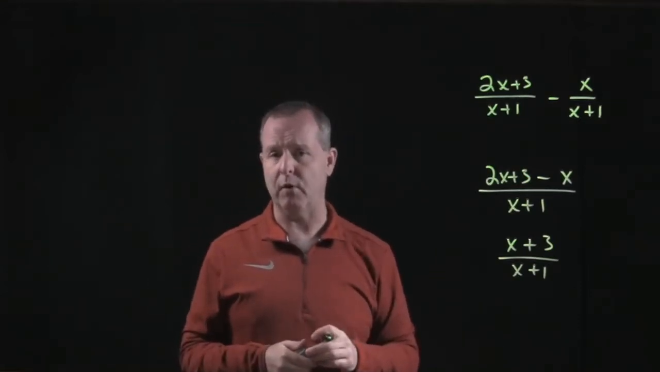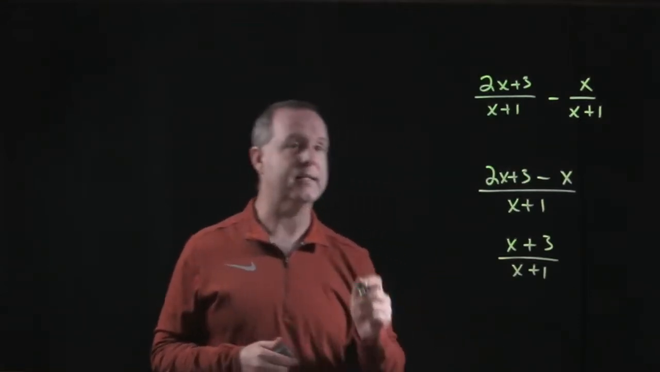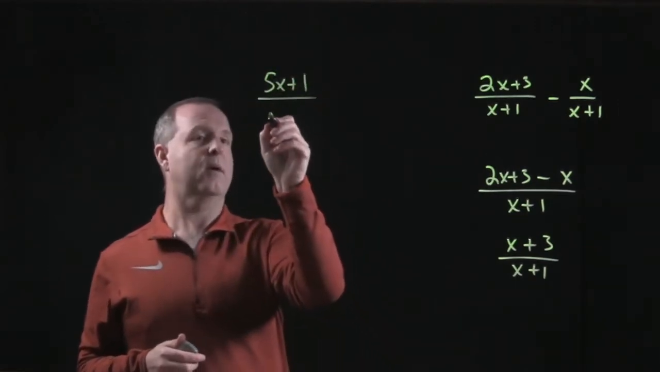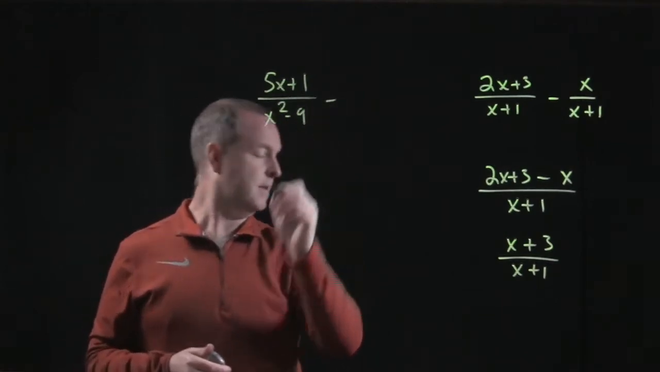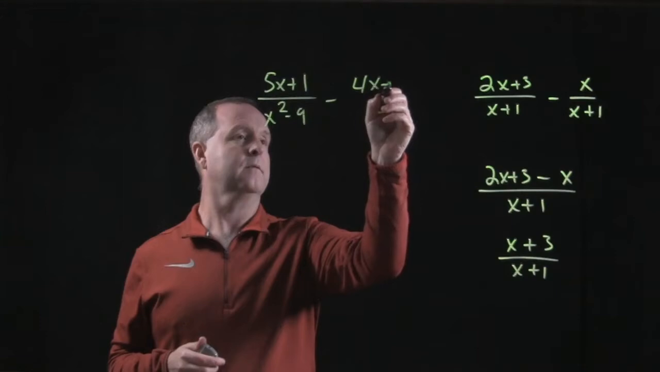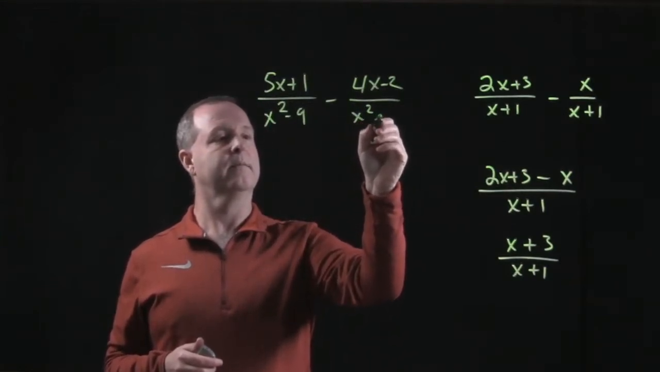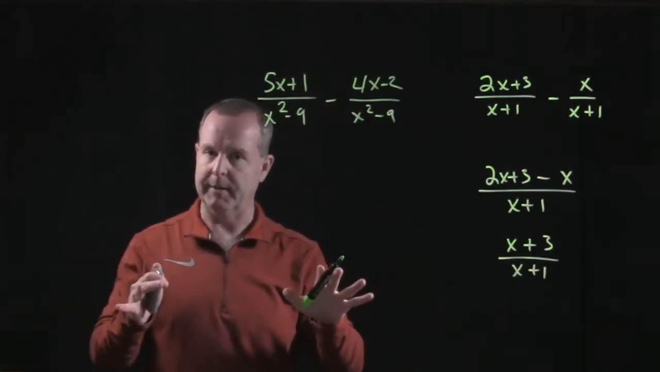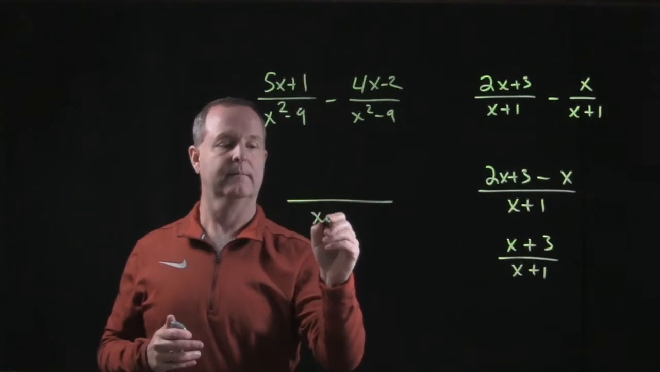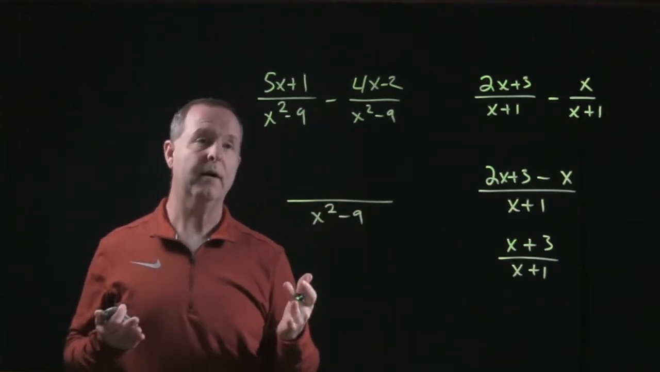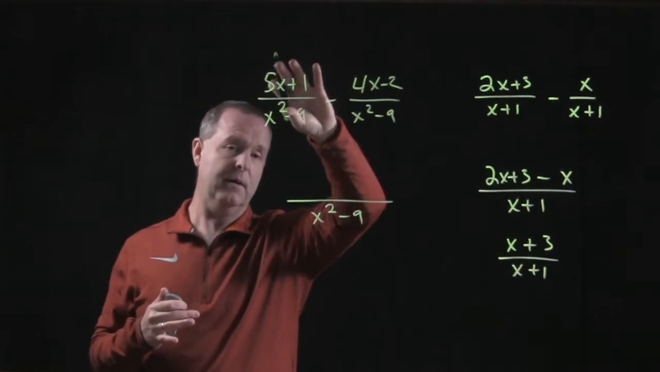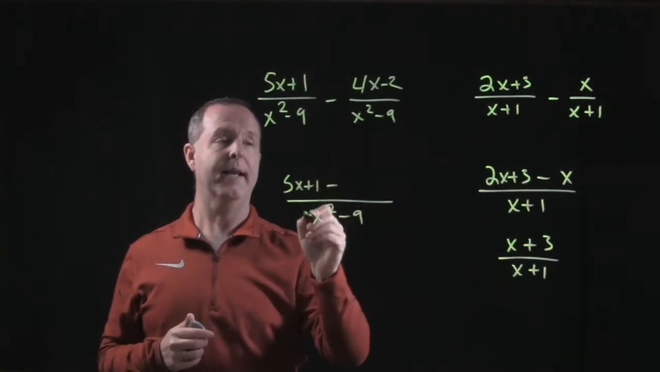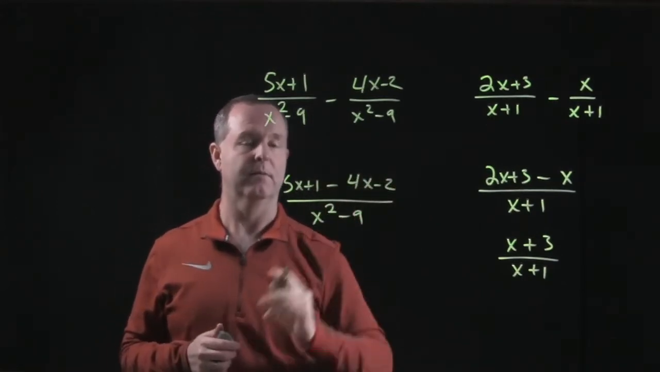So it seems fairly straightforward. Now where it could get a little tricky is on an example that I'll show right now. So 5x plus 1 over x squared minus 9, subtract 4x minus 2 over the same common denominator. We'll deal with different denominators later. Okay, common denominator, check. Numerator, I take the first polynomial minus the second polynomial: 5x plus 1 minus 4x minus 2.